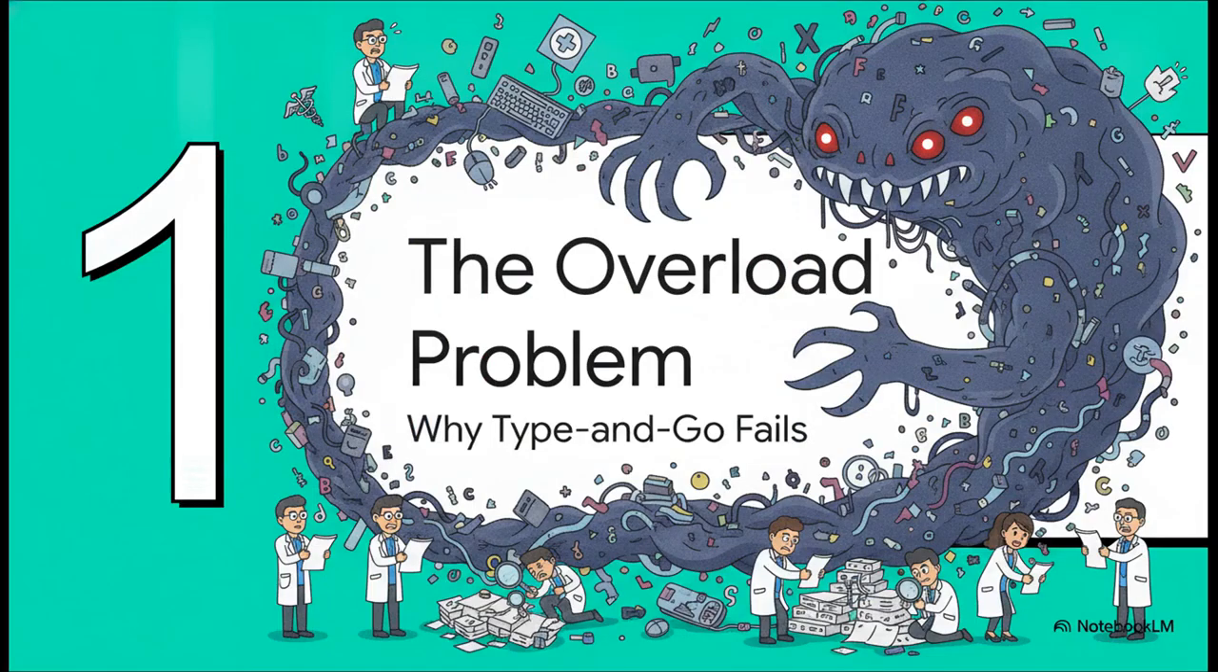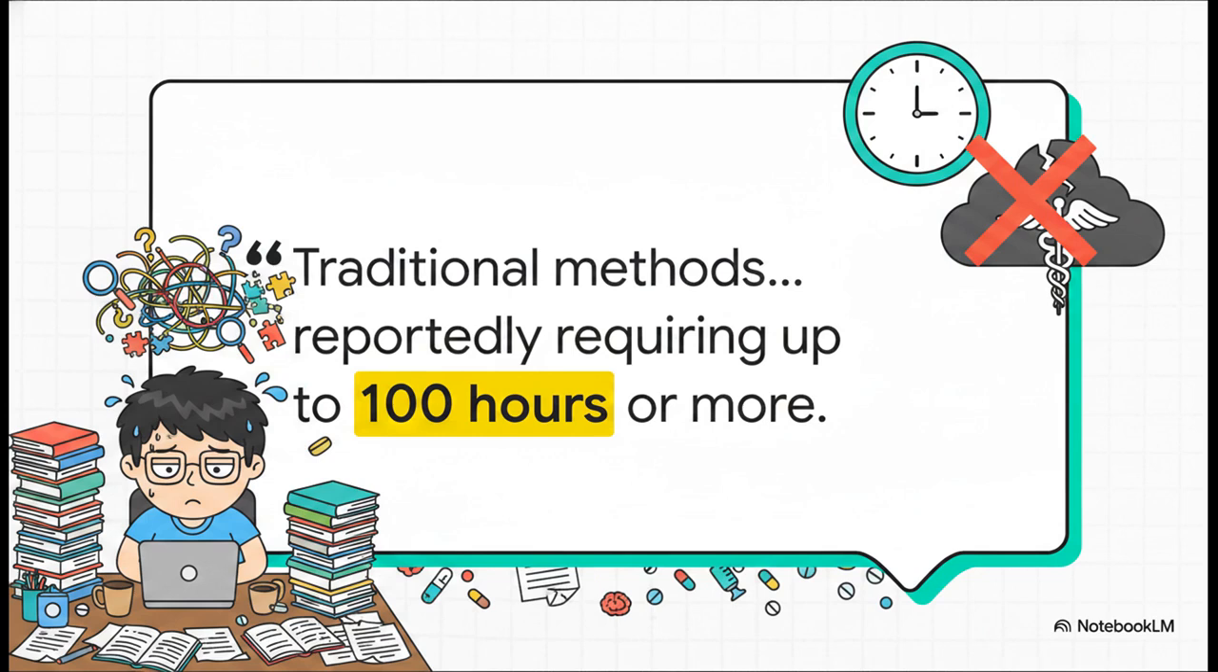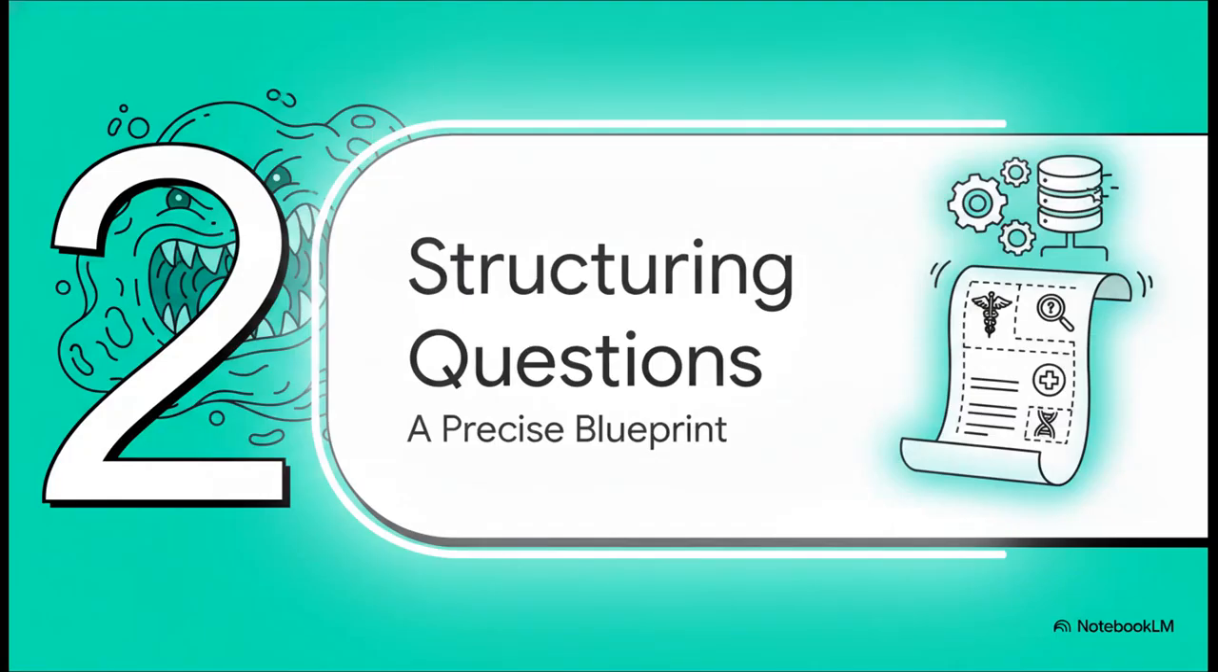Number 1. The PubMed overload problem. So let's look at the central conflict here, that monster of information overload. Why does the traditional type and go method fail so spectacularly? Well, the literature actually tells us that without a systematic approach, creating an exhaustive search strategy is incredibly daunting. For systematic reviews, traditional searching can reportedly take 100 hours or more. Honestly, who has 100 hours for that? It's a massive pitfall for medical research, especially when time is tight and missing just one key trial could completely alter clinical guidelines.